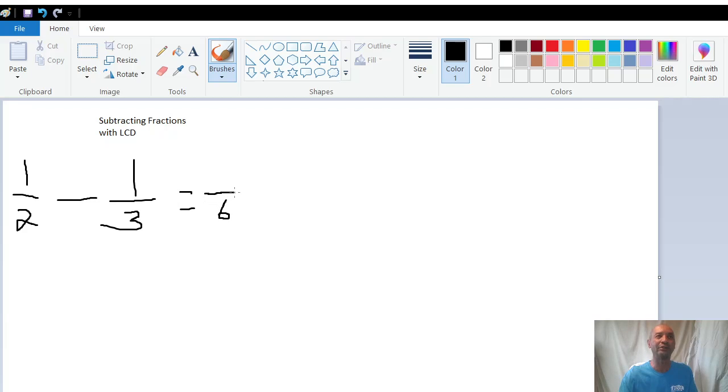We had to multiply the 2 times 3 to get 6, so we multiply 1 times 3 to get 3 in the numerator, minus 6 in the denominator. And then we had to multiply the 3 times 2, so we're going to put a 2 right there. And then we subtract the numerators. In this case, it will be a 1. 3 minus 2 is 1. And then the denominator will stay the same.